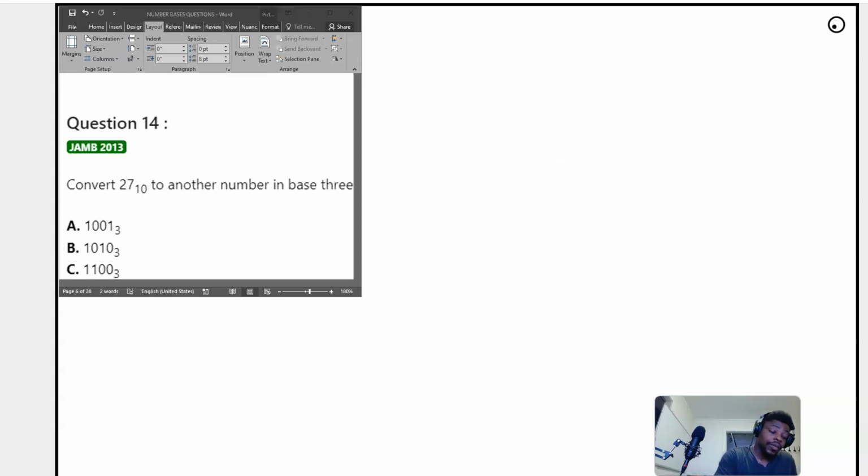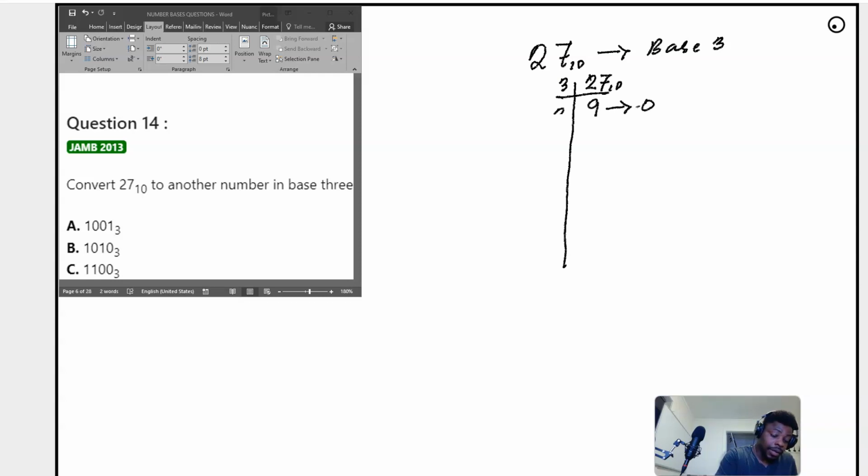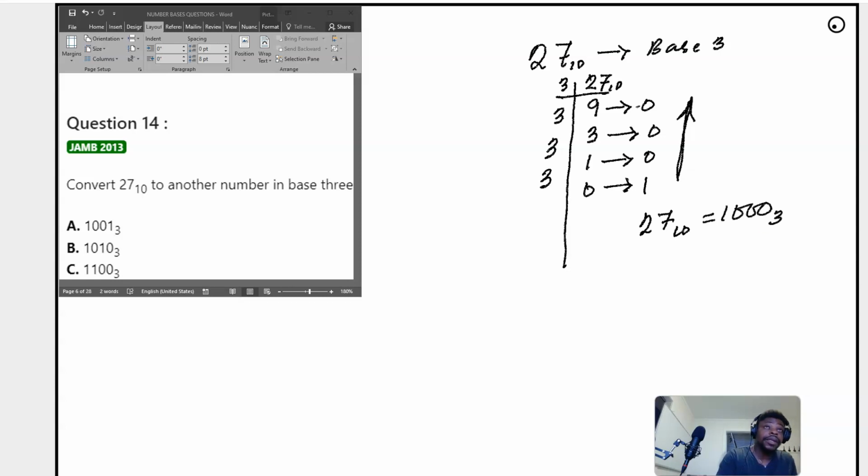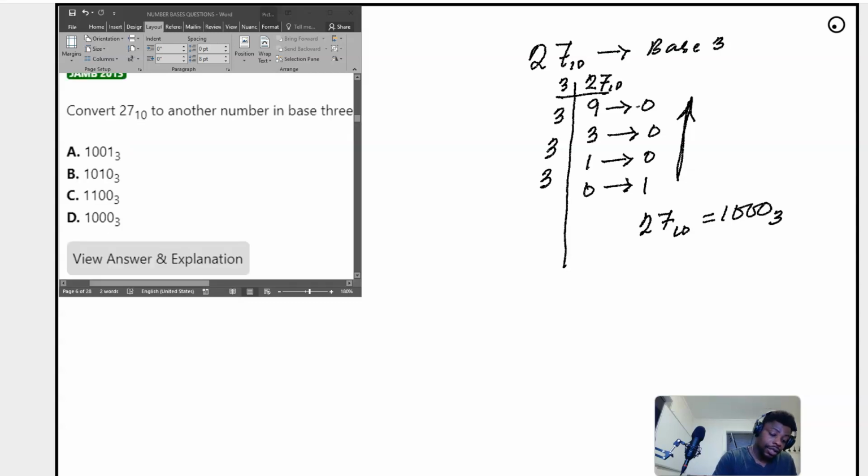Now, the next question, we are converting 27 in base 10 to base 3. And this is done by successive division. So 27 in base 10 divided by 3. This is 9, remainder 0. This is 3, remainder 0. This is 1, remainder 0. This is 3, 0, and you put 1 here. So 27 in base 10 is equal to 1000 in base 3. Okay, that is our answer. So that is option D.